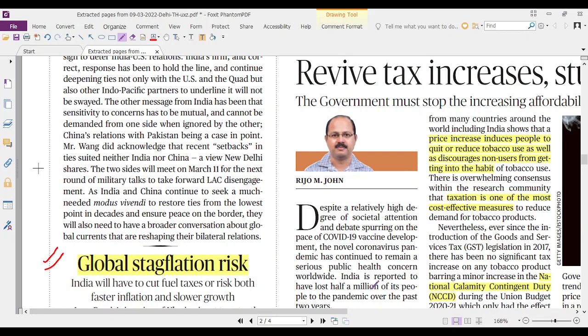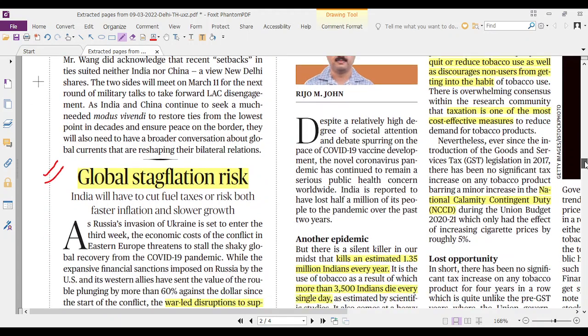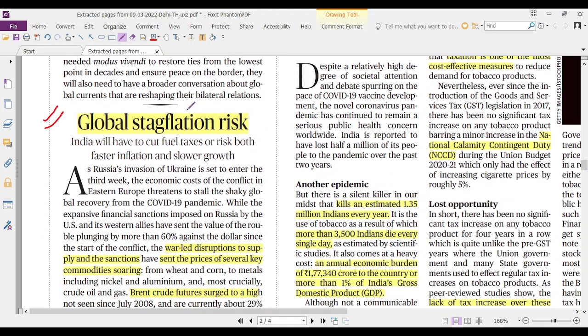What is stagflation? The word stagflation is a portmanteau word. It is a combination of inflation and stagnation. If you add stagnation and inflation, it is stagflation. So what is this situation of stagflation?